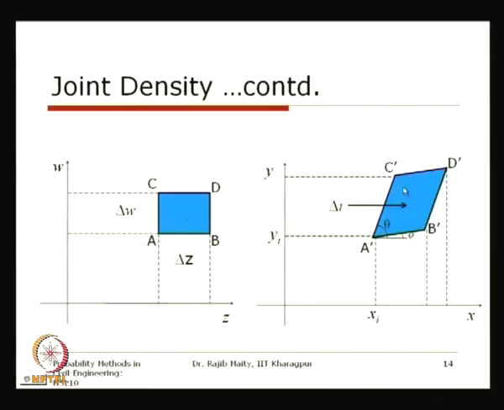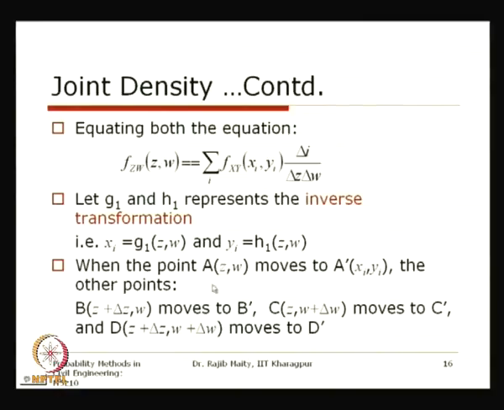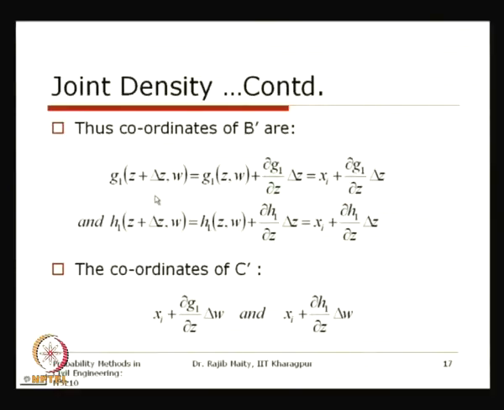So these points are being mapped to A prime, B prime, C prime and D prime. As these are mapped like this, I think "mapped" is the better word. It will be mapped through this point. Then we can write that the coordinates of B prime can be written as the inverse function G1 of (Z plus delta Z, W) equals G1(Z, W) plus its derivative at that point multiplied by the change, that means delta Z. So we know this from the fundamental theory of calculus.